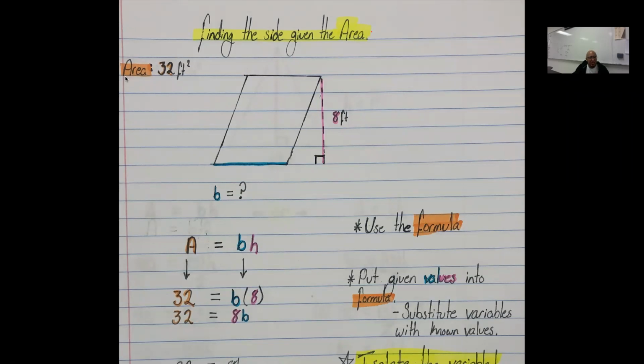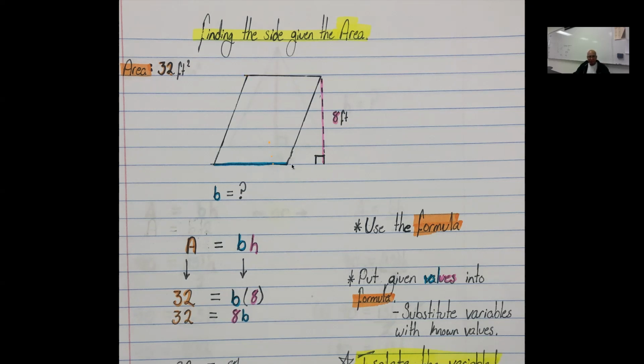And notice how the area is given to us. That means that the area that this shape covers, if this was a rug, how much it would cover, it would be 32 feet squared, or 32 square feet. But notice that we have the height. We know the height. This is basically the shortest distance between one base to the other base, and here we have the other base.